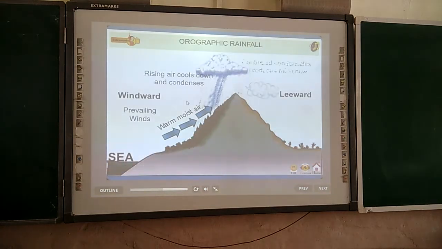Look at the processes of orographic rainfall formation. Now let us watch the animation to know more about this type of rainfall.